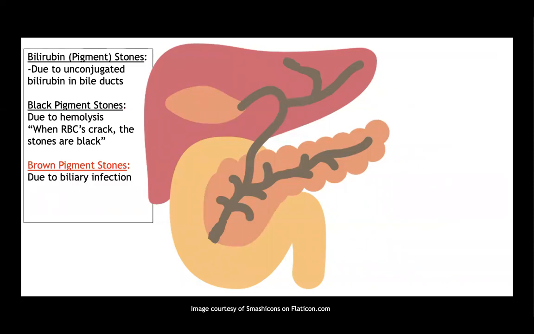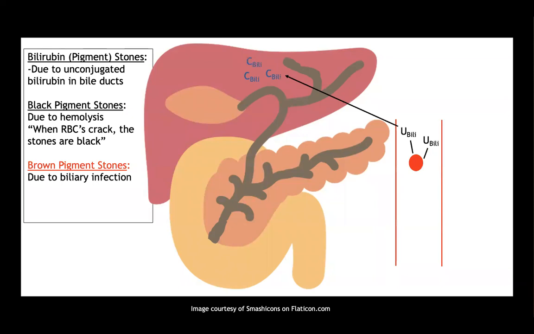Brown pigment stones, on the other hand, are related to biliary tree infections. So what's happening here is that we have our unconjugated bilirubin. It gets conjugated. That conjugated bilirubin is a component of your bile, and that gets released. Everything so far has been completely normal physiology.